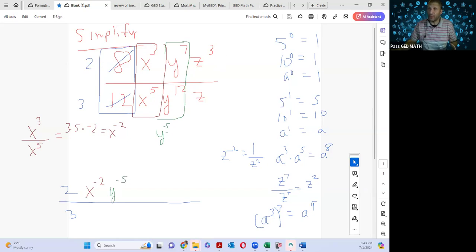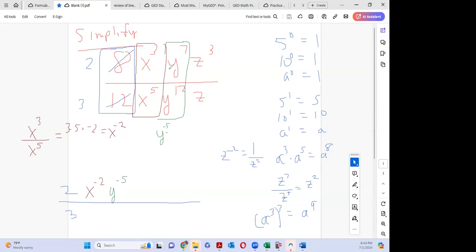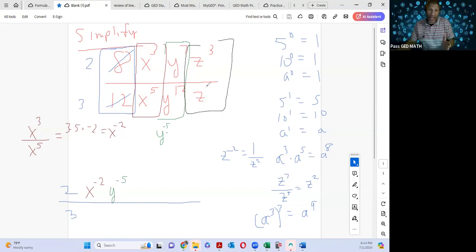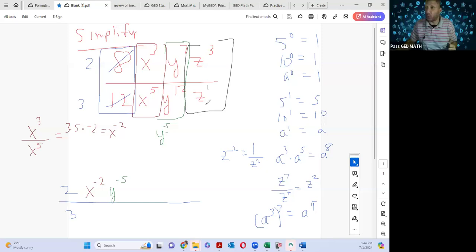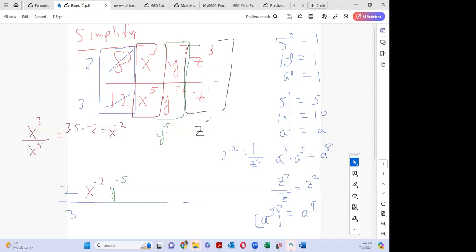And then the last one is your z. You look at them separately. Now, we don't see an exponent here. When we don't see an exponent, what's the exponent? It's an invisible 1. So what's 3 minus 1? 2. So we got z squared.